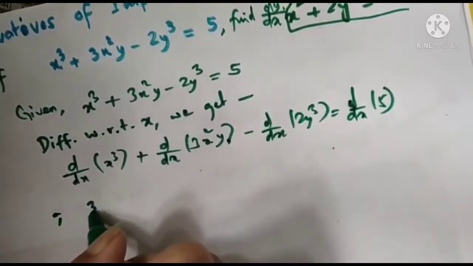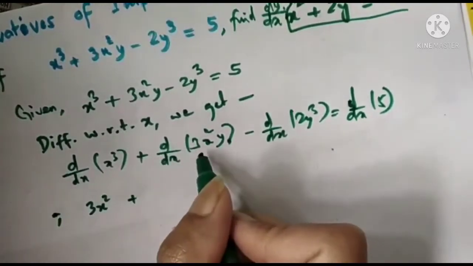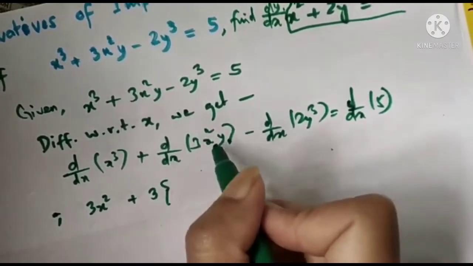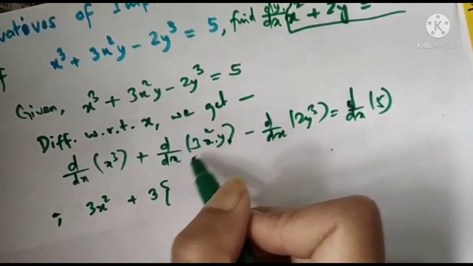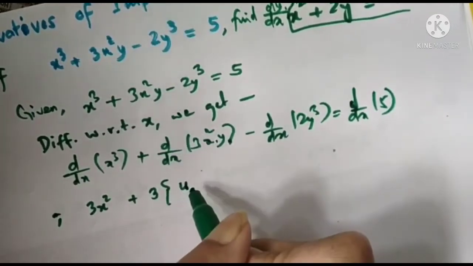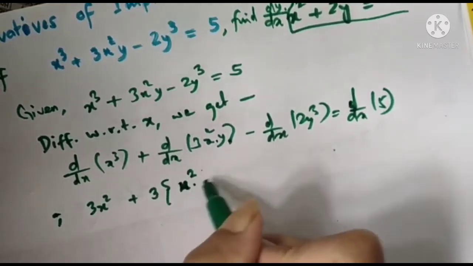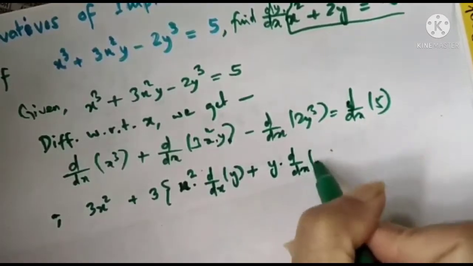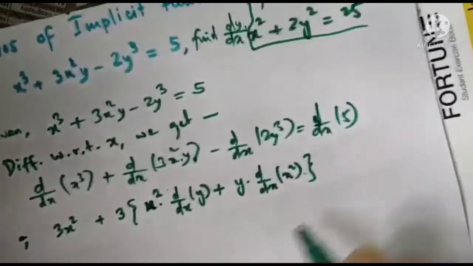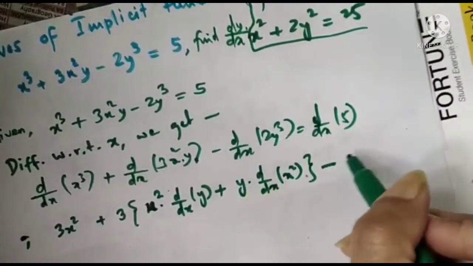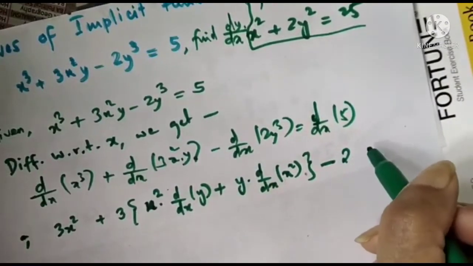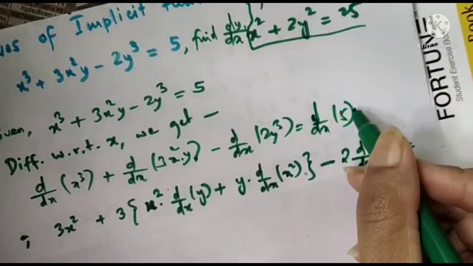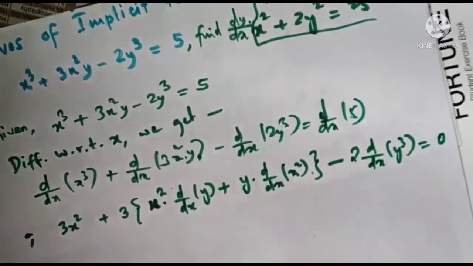d by dx of x cube is 3x square plus d by dx of 3x square y. 3 is a constant, comes out, and d by dx of x square y is in the form of u into v. Now d by dx of u into v is u into d by dx of v plus v into d by dx of u. So this is x square into d by dx of y plus y into d by dx of x square. There you go. Minus d by dx of 2y cube, 2 comes out as a constant, d by dx of y cube equals d by dx of 5. You know 5 is a constant, so it becomes 0.